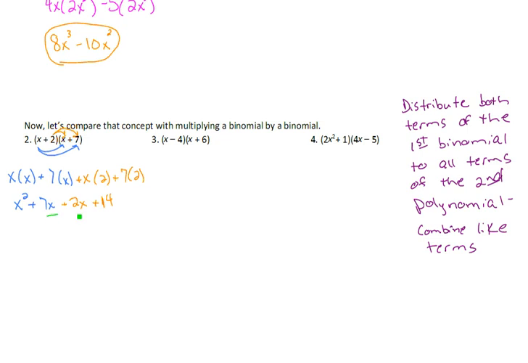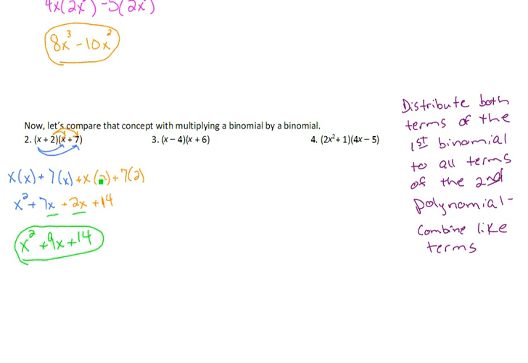95% of the time, those two middle terms, we will have to combine. So we're left with an x squared, a positive 9x, and a positive 14. So when you have two binomials that you're multiplying together, look what happens. We multiply them, we end up with a trinomial. Almost all of the time, two binomials multiplied together will give you a trinomial.